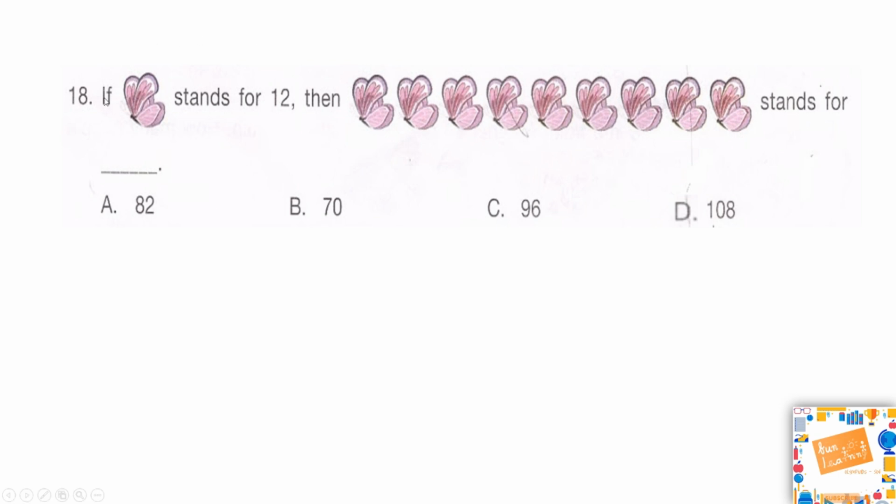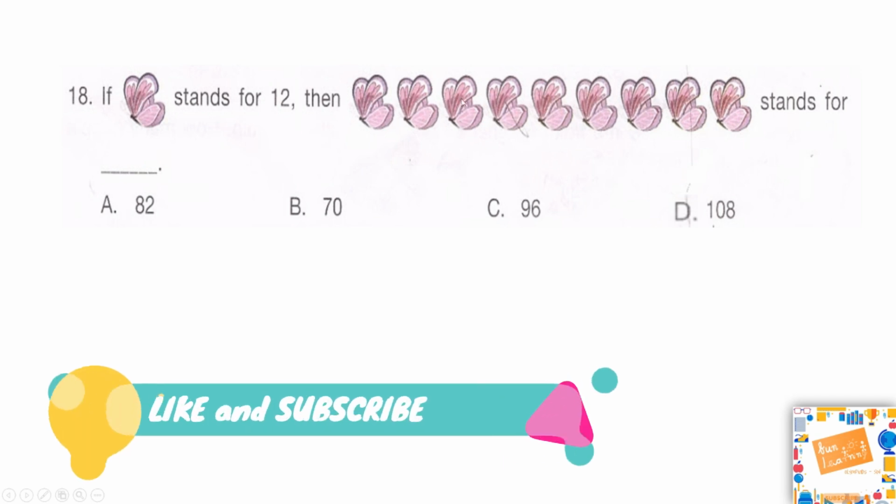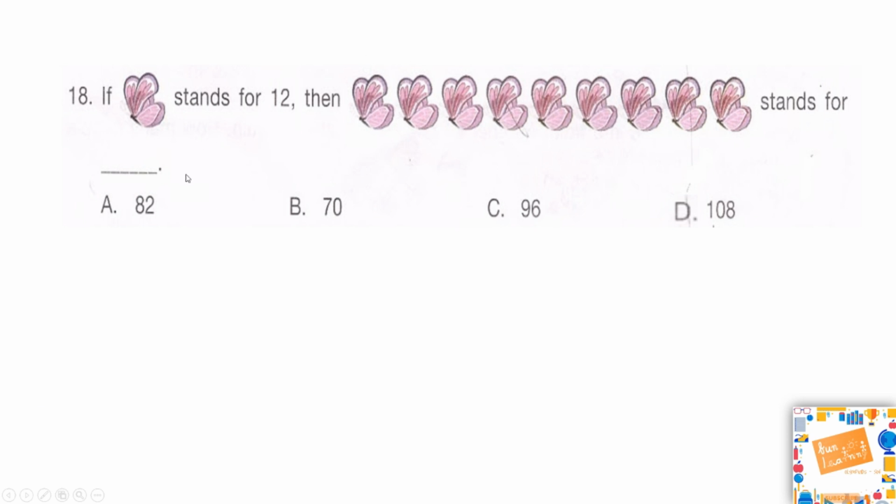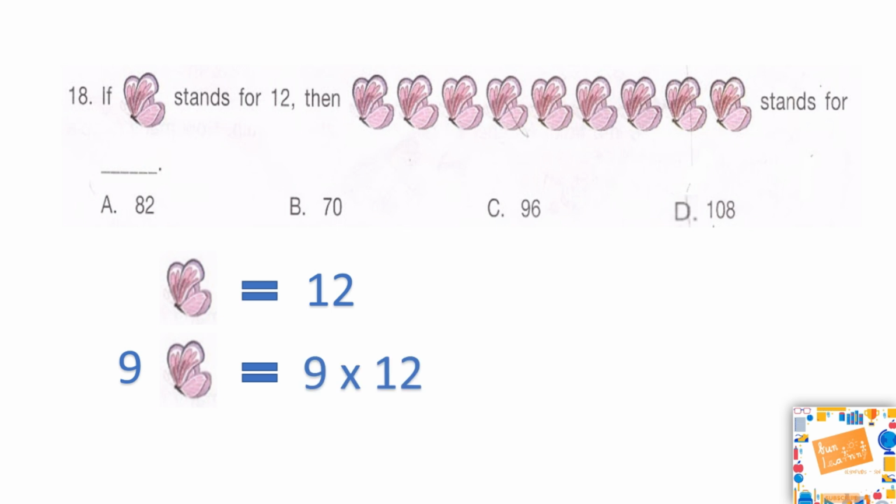Next question. If butterfly stands for 12, then 1, 2, 3, 4, 5, 6, 7, 8, 9 butterflies stand for what? Time starts now. Well, let's look at it together. So 1 butterfly is equal to 12. That means 9 butterflies is equal to 9 times 12, which is nothing but 108. Hence our correct answer is option D.